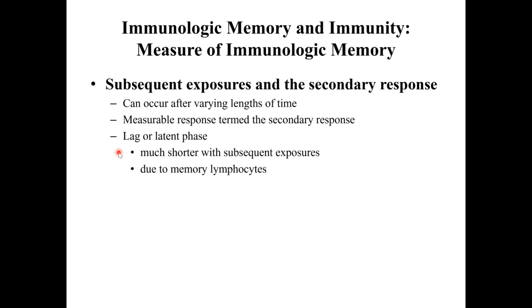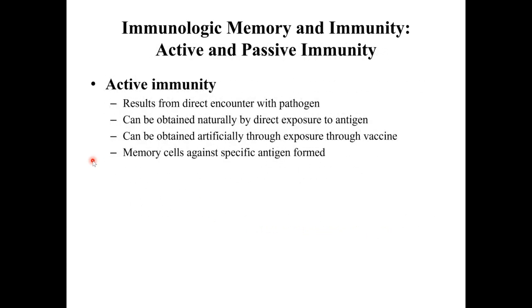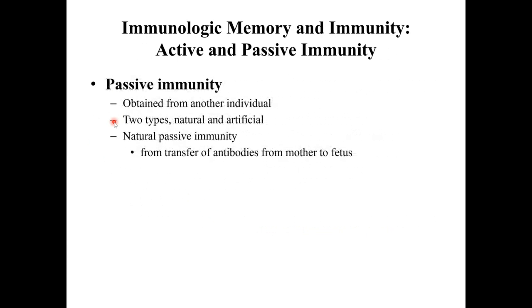Covered that. The secondary exposure, the secondary response is much faster. Thank you, memory lymphocytes. The response is much more robust. Not only is it quicker, but the antibodies are much higher levels. And this also refers to active immunity, a direct encounter with the pathogen. Like I said, either by direct exposure or through vaccine. And then we have our memory cells.